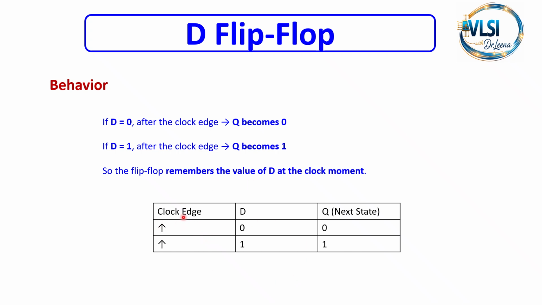This is the truth table. When the clock is rising, if D is 0, Q is 0. And when the clock is rising, if D is 1, Q is 1. So at the rising edge of the clock, the value present in D is copied to Q. Q holds that value, it remains stored until the next clock edge occurs. It does not continuously follow D. It updates only at the clock edge.